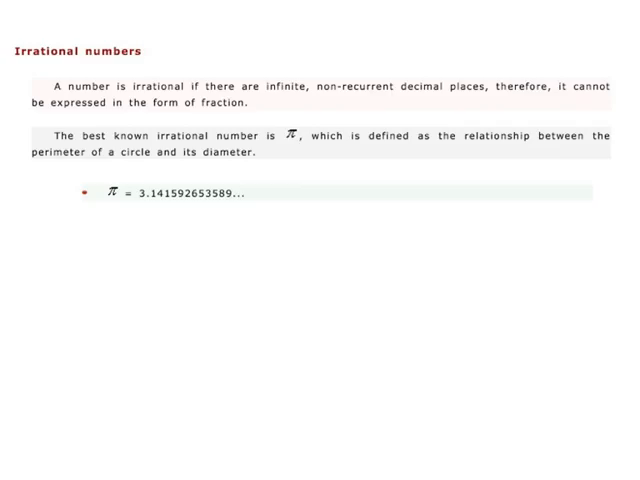Now let's start with our irrational numbers. What's that? That's all the other numbers. A number is irrational if there are infinite, non-recurring decimal places. That means non-repeating. Therefore, it cannot be expressed in the form of a fraction. The best known irrational number is pi, which is defined as the relationship between the perimeter of a circle and its diameter. Notice that there is no recurring repetition.